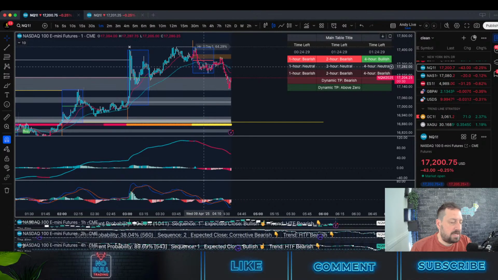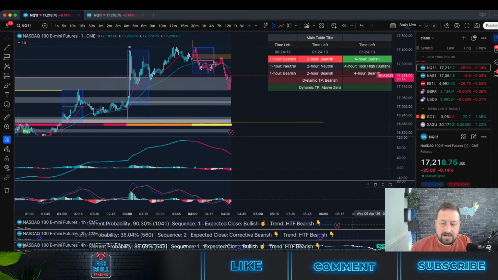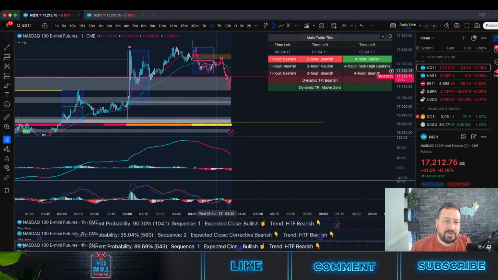So if we're using MaxAlgo's full suite, at this point here, you have a 74% probability that price is going to take this low. You're bearish on dynamic TP, you're under the 0 line. You haven't got the algo aligned. However, you have got all of these other confluences.